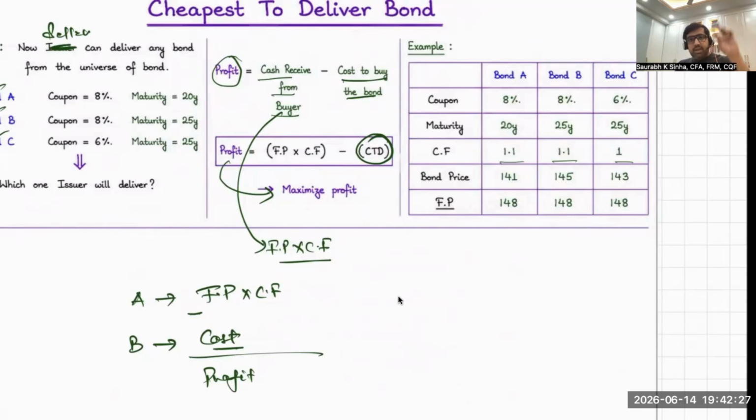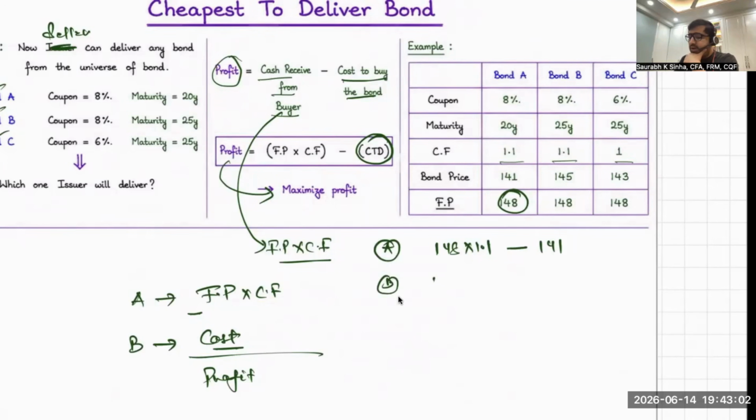That is fixed. You have to change it with the help of what? Conversion factor. So you have to calculate what is the profit if I deliver bond A, if I deliver bond B, and if I deliver bond C. So if I deliver bond A, I will receive 148 into 1.1. That's it. Into $100,000. You can calculate that. Minus the bond price, which is 141. That is what my cost is for bond A.